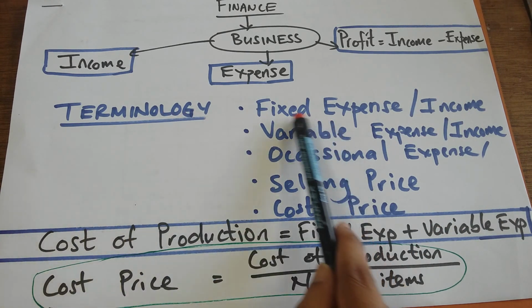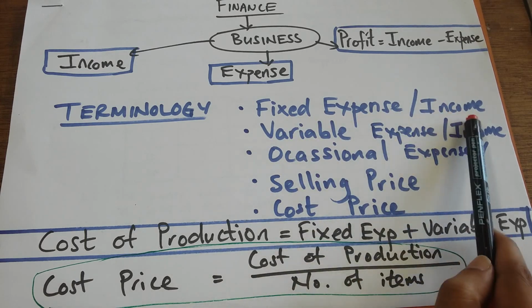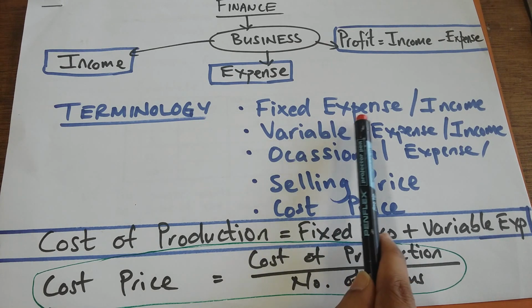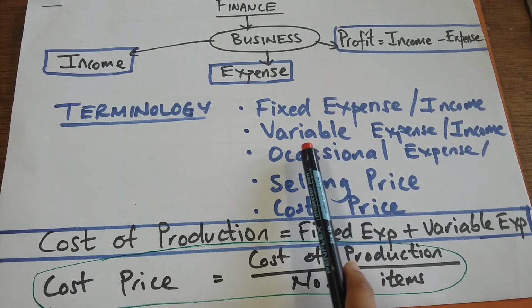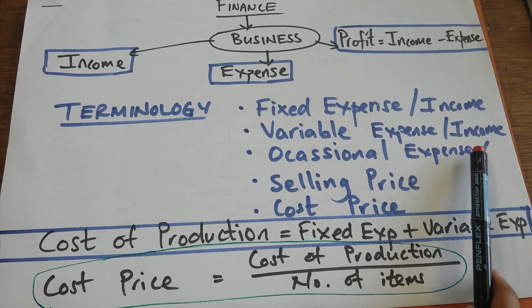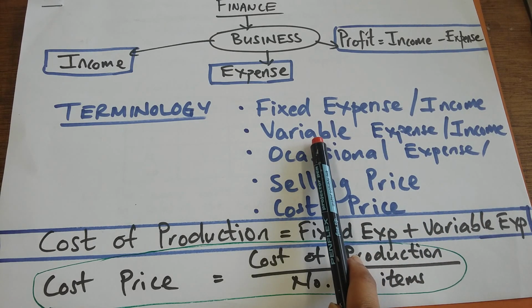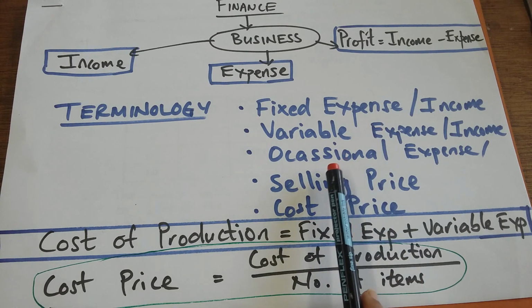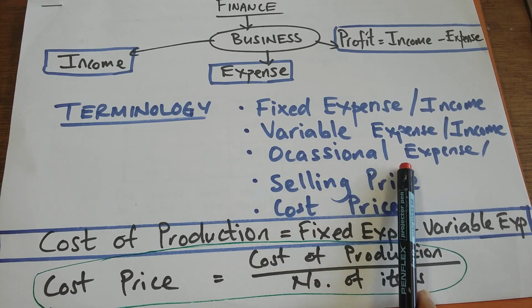Other terminology, fixed expense or fixed income. So when I say fixed, I mean it is staying the same. So my expense from month to month or from product to product will stay the same. Variable expense or variable income. Variable means to change. So in this case, my expense will change depending on the number of items I am producing. Occasional is once in a while, so my occasional expense will be an unexpected expense.